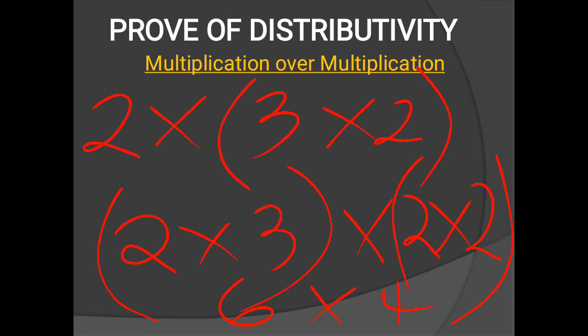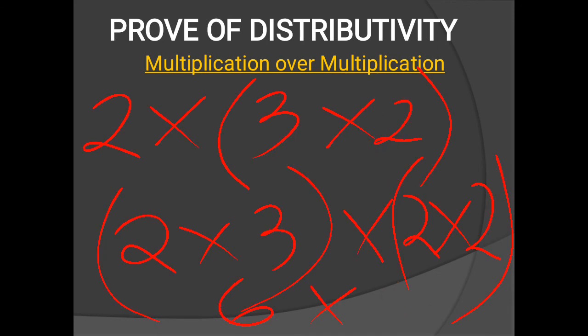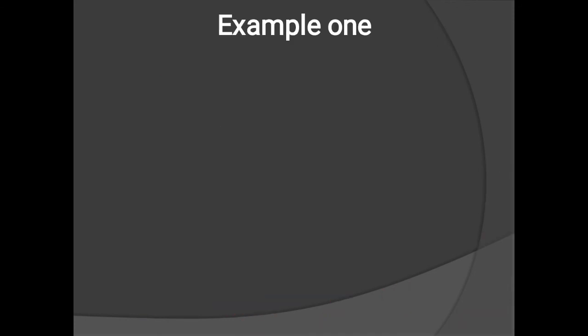So when the operation sign in the parentheses is multiplication, it cannot be distributive. When it is division, it cannot be distributive. It can only be if there's multiplication outside and then addition or subtraction inside. That is that. All right. So that being said, let's delve into examples.